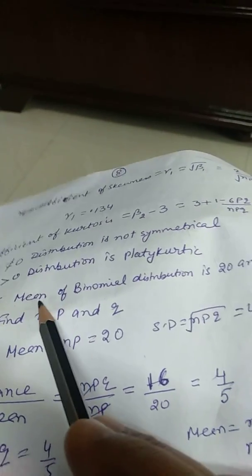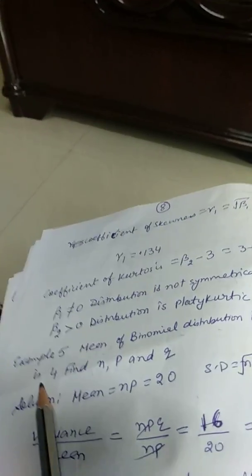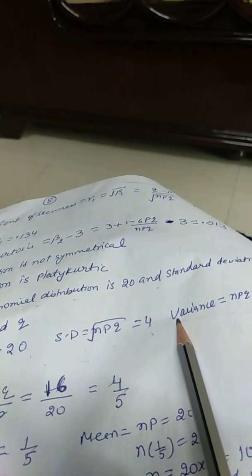So let us take another problem. Mean of the binomial distribution is 20 and the standard deviation of the binomial distribution is 4. So mean is np again, 20. Standard deviation means square root of npq, it is 4. Then every time whenever you have to find out the probabilities, you have to take the square of standard deviation. If you square the standard deviation, what will you get? Variance, and it is equal to 4 squared, which is 16.